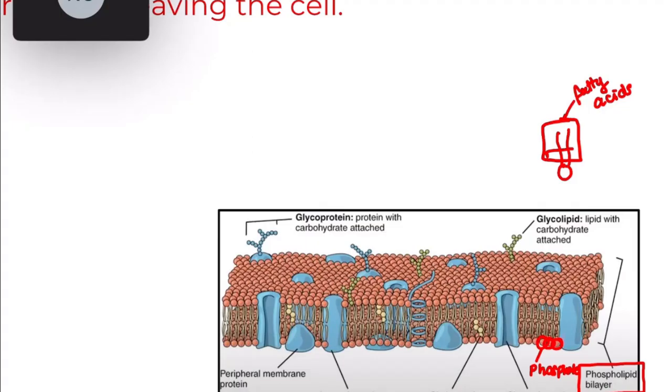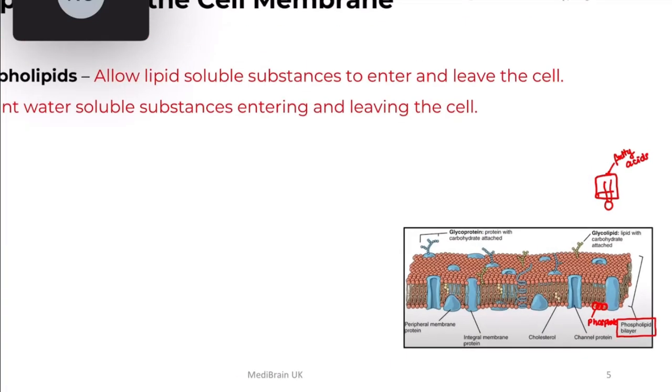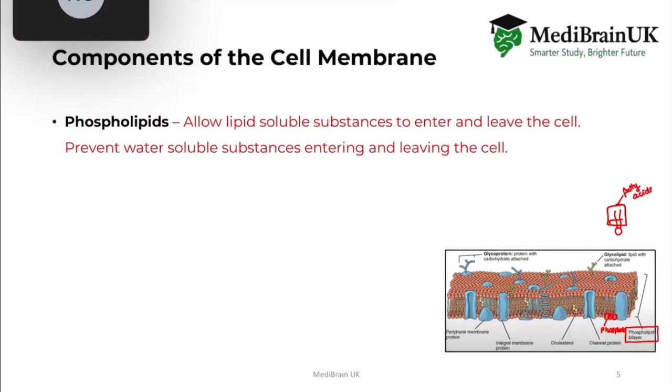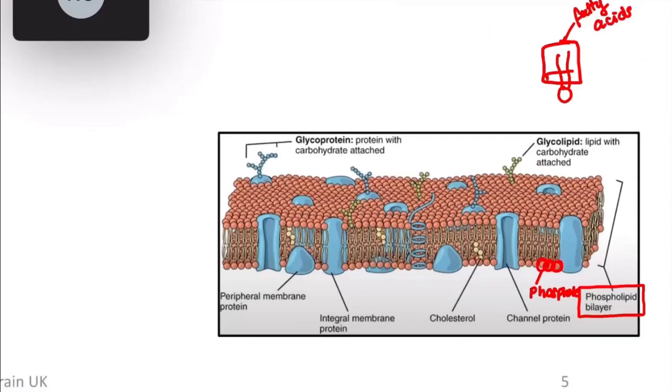And that's why they're pointing inwards, because they can't interact with water. And the outside is the phosphate group. That circle is representing your phosphate group. Okay, and your phosphate group is charged. Because it is charged, it can interact with water. So phospholipids will allow lipid soluble substances to enter the cell.